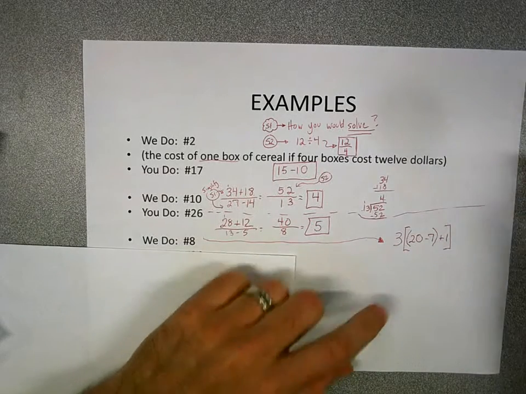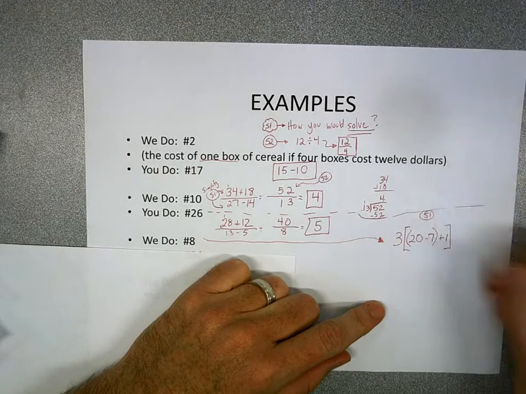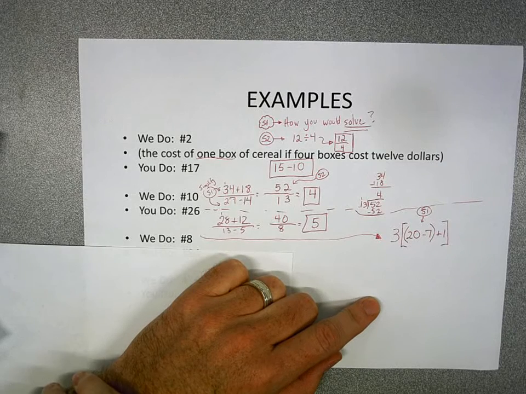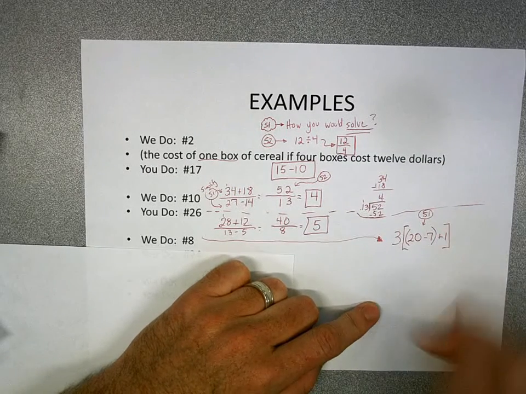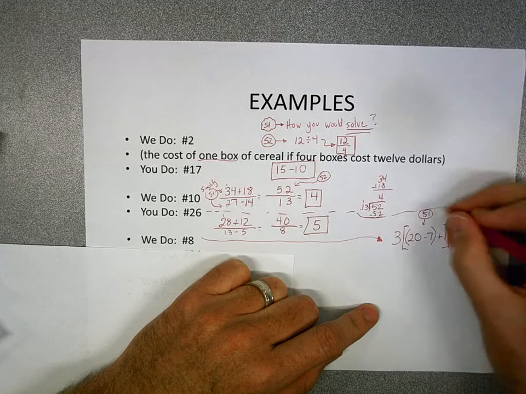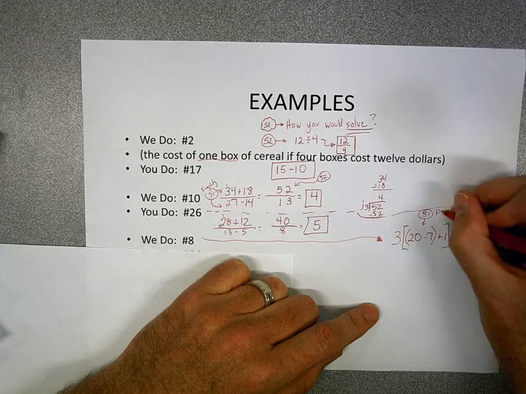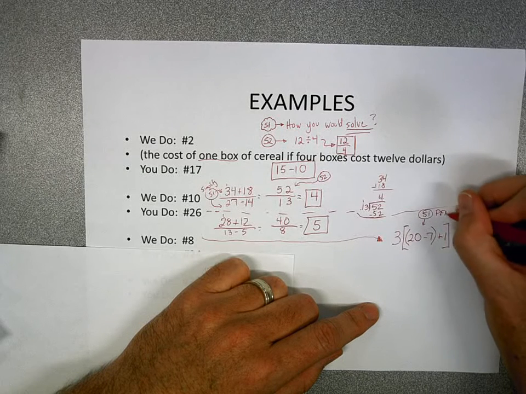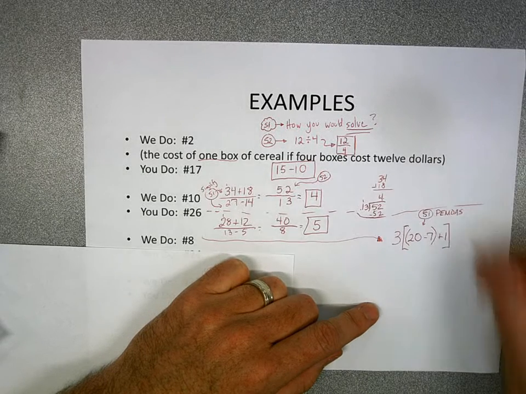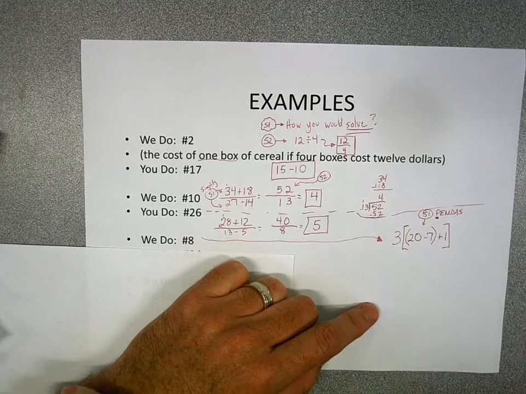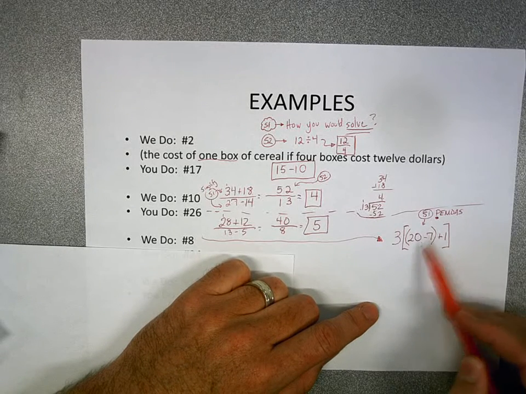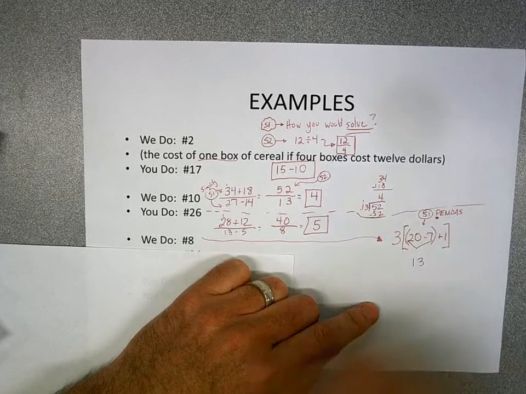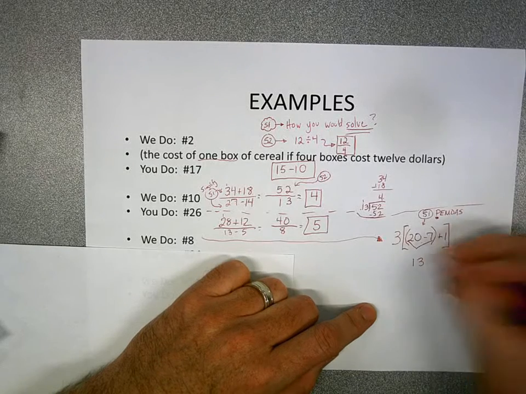All right, so here we go. On a problem like this, step 1 is you want to do the innermost or the embedded parentheses within the problem. Always start on the inside. Now remember, I'm doing order of operations, or PEMDAS, and I'm going to start with the P. That's why I'm doing that first, of course. So embedded parentheses: 20 minus 7 is 13.